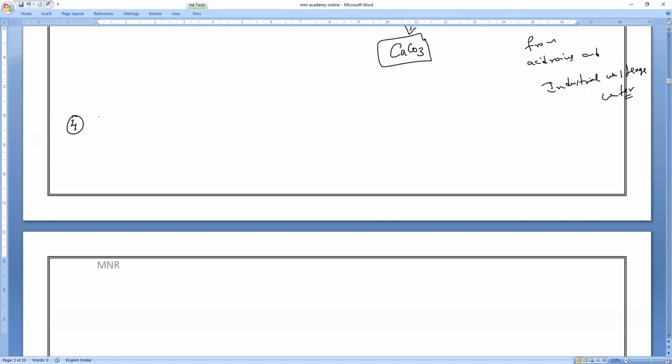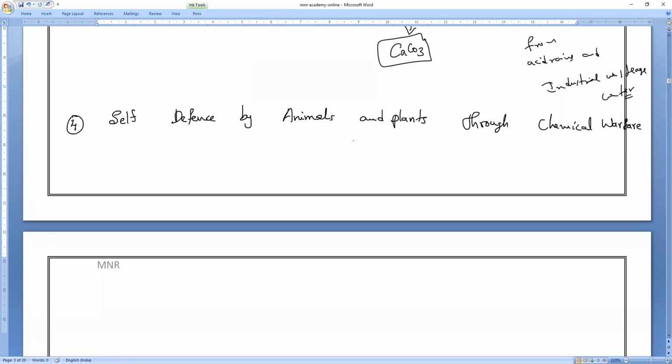So the fourth importance of pH in our daily life, this is the most important one: self-defense by animals as well as plants through chemical warfare. So what is this and everything, we'll discuss it now. For example, you might all have experienced from your childhood a honeybee sting, or another kind of bees, you can notice it.